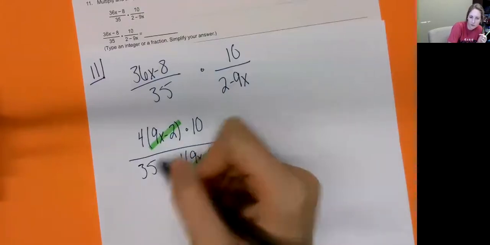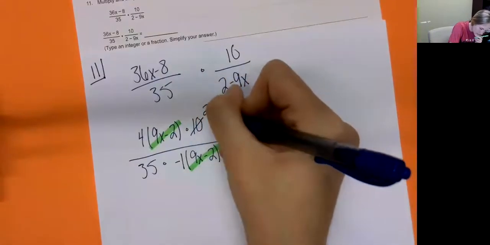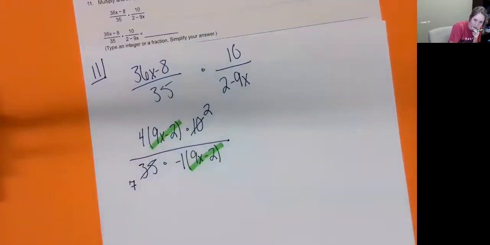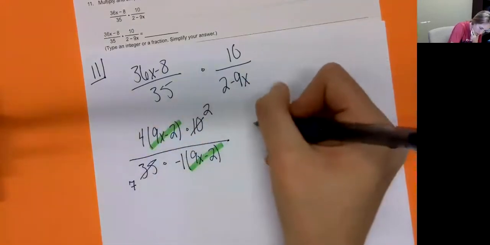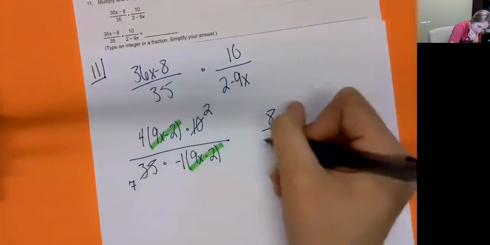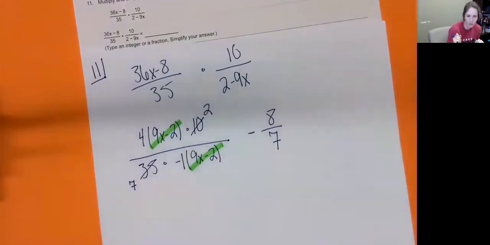So 5 goes into 10 and 35, and I'm just reducing these like a fraction. So 5 goes into 10 2 times, 5 goes into 35 7 times. So then I do 4 times 2 is 8, and 7 times -1, so I'm going to put my negative here. And that would be my answer.